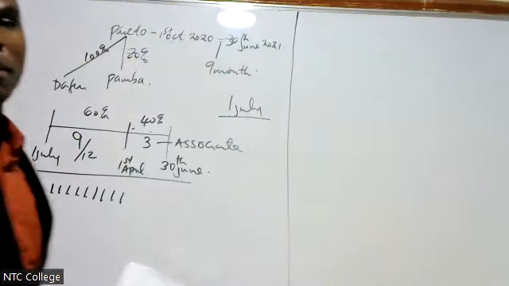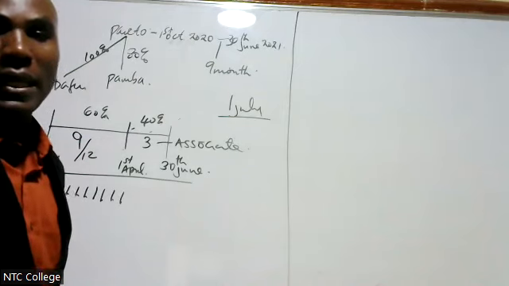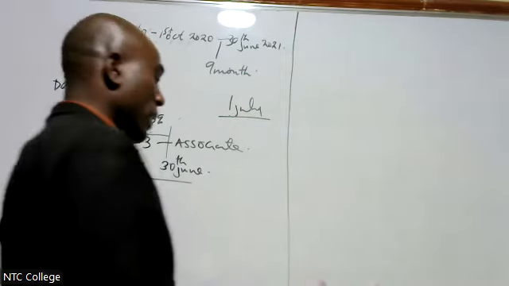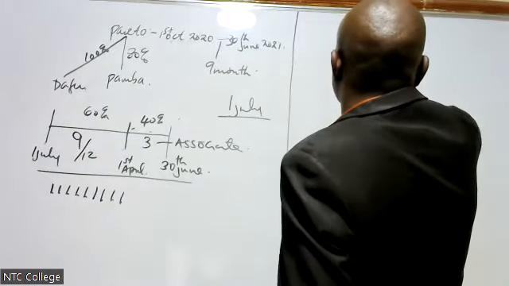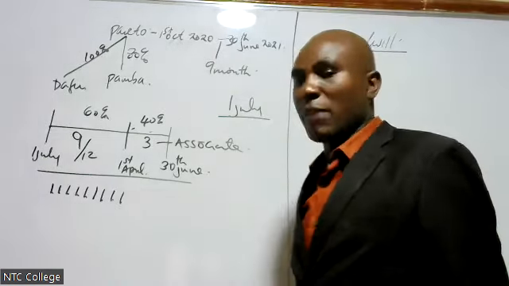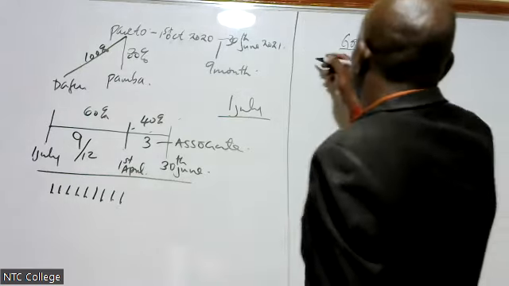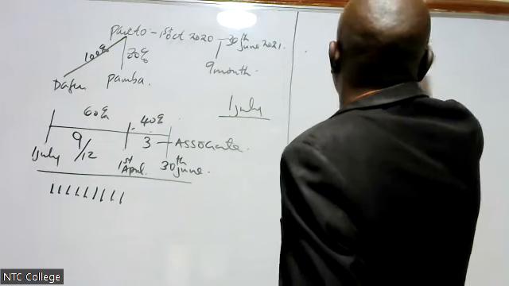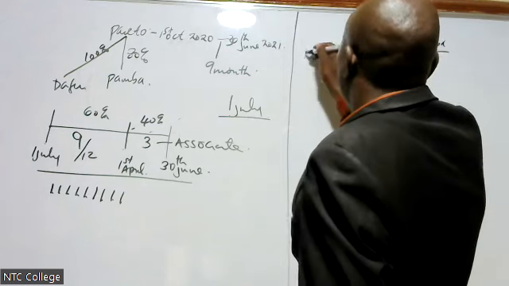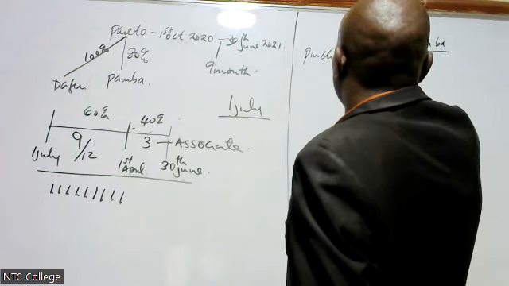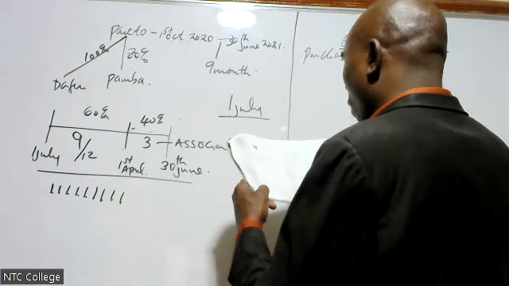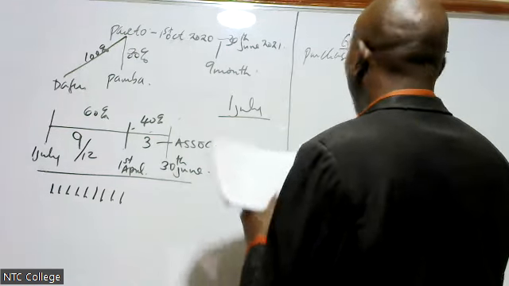That is that. But now, let's compute goodwill in these subsidiaries. How do we compute goodwill? We start with goodwill in Pamba Limited. You take your purchase consideration. Purchase consideration was how much? Purchase consideration was 85.